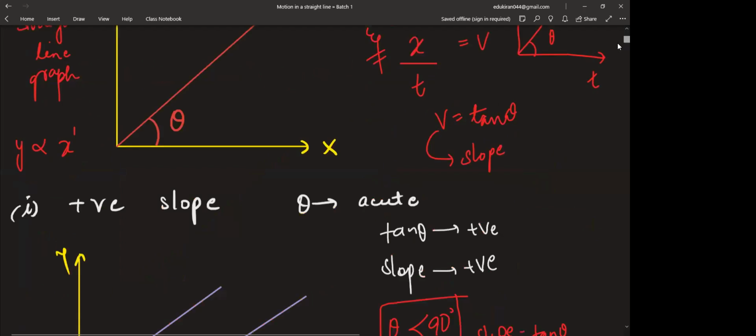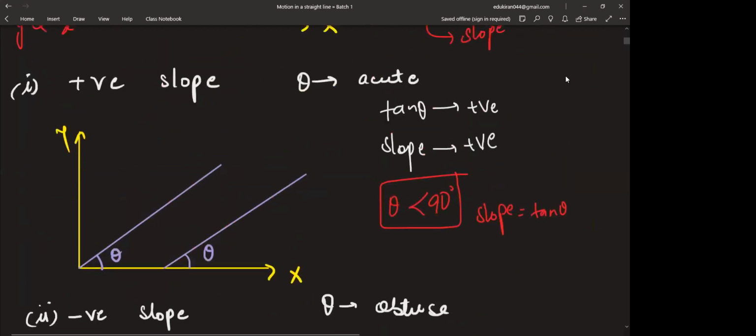Now we have different types of graphs present. There are different types of slope only. There's a positive slope. Positive slope means the angle is less than 90 degrees, that is, you are getting an acute angle. So if your theta is acute, tan theta will be positive, so your slope will automatically become positive. That's why we call this a positive slope.